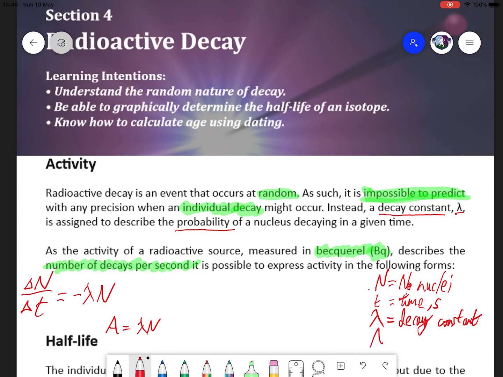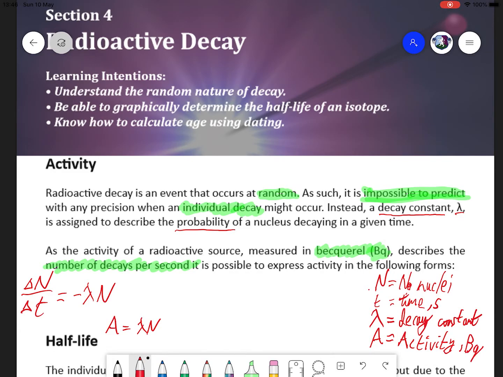Now, this is the easy part, really. It's usually used to determine the decay constant. And A, activity, as we've said above, is measured in the unit Becquerel, Bq.